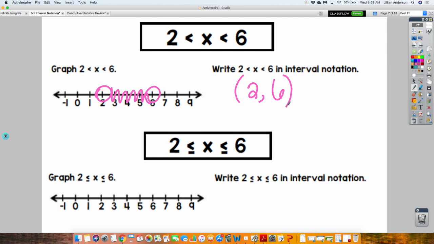What about this one? What do I need at 2? Closed circle. What do I need at 6? Closed circle. And I'm shading in between. And then 2 and 6 with brackets. And that's how you use your number line to write interval notation. Okay? Questions?